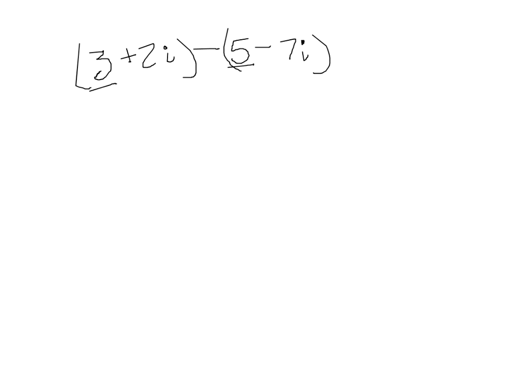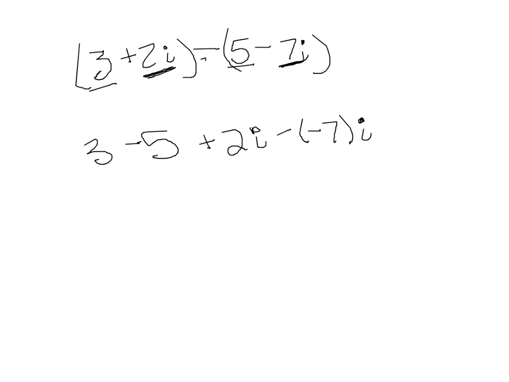Let's look at when we subtract complex numbers. Okay, so we take the real parts, and we're going to take 3 minus 5. We look at the imaginary part, and we have 2i minus a minus. Okay, so 3 minus 5 is -2, and here we have 2 plus 7. So we get -2 plus 9i.